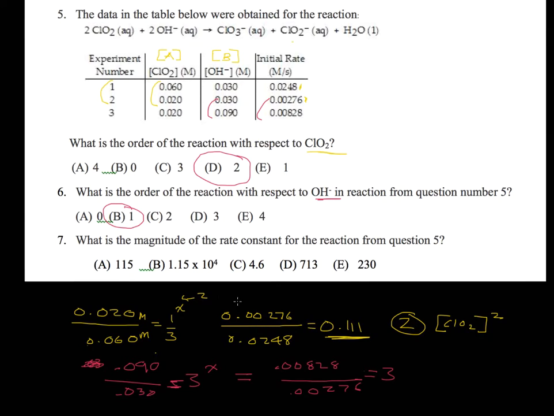So let me write up here. I'm going to have to erase this in a minute. Our reaction equation is going to be R equals our constant, which is the rate constant that we're going to solve for in question 7, times the concentration of ClO2 to the second for the second order, times OH minus concentration to the first for the first order.